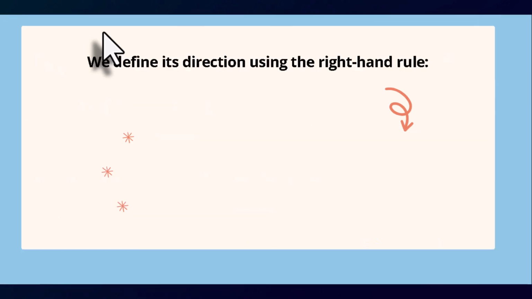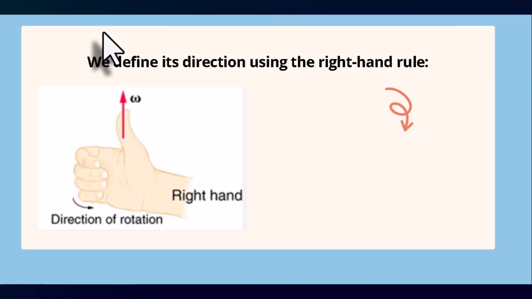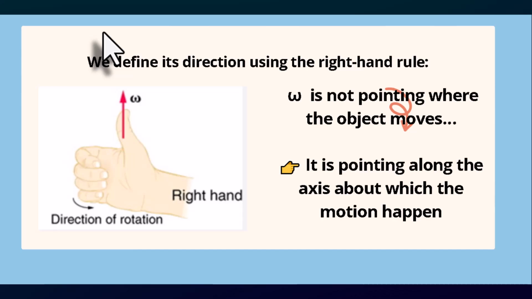And we define its direction by the right hand rule. Curl your fingers in the direction of motion, your thumb points along the angular velocity. So the angular velocity is not pointing where the object moves, it is pointing along the axis about which the motion happens. And now here's the beautiful part.